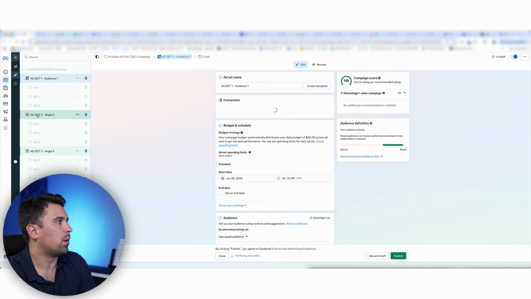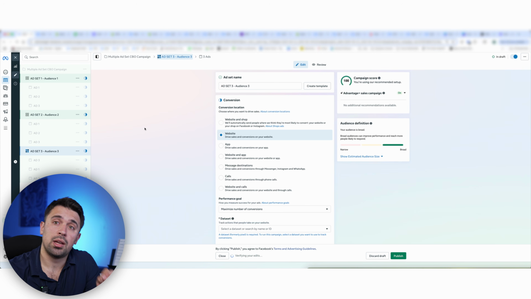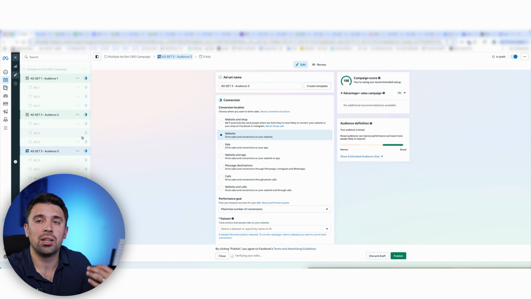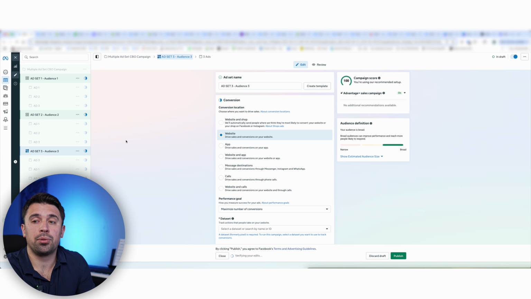Audience 1, audience 2, and audience 3. In this case, if I were to do this, the ads inside of each ad set would be identical, and the only variable that we're changing is the audience settings, okay? So that would be a true apples to apples comparison. Now, what's the benefit of doing multiple ad sets? Well, if you have a bigger budget, you can test multiple things at once. You can test multiple angles.